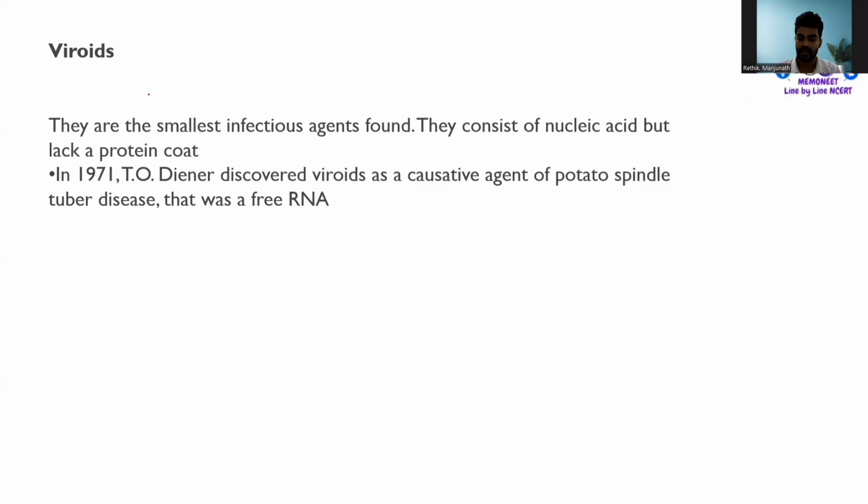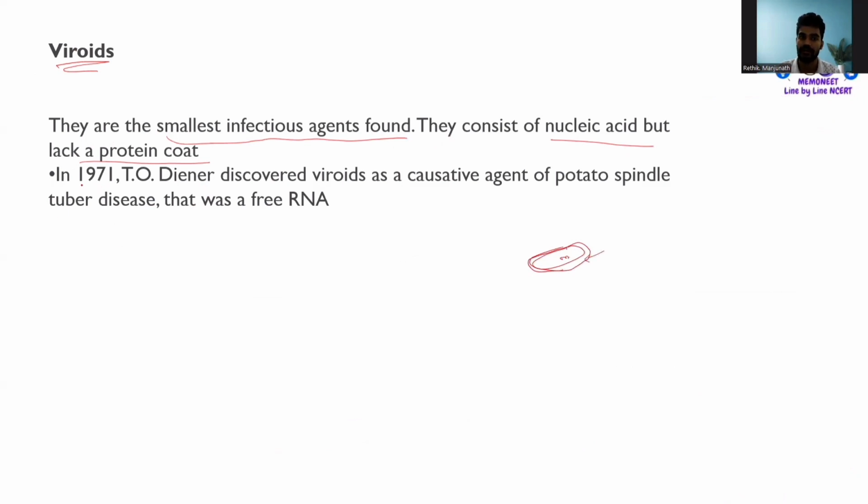So the next one is the viroids. Viroids are actually very small infectious agents. They consist of nucleic acid, but they lack the protein coat. Protein coat means, if I consider this as a virus, they have a nucleic acid inside, but it doesn't have a protein coat. The protein coat actually protects the virus from harsh environmental conditions.